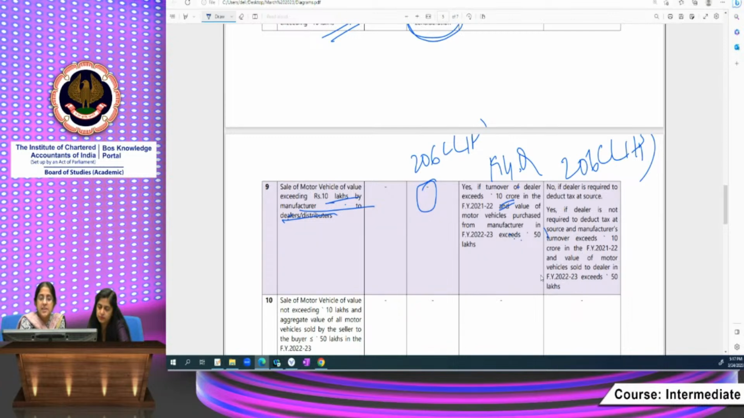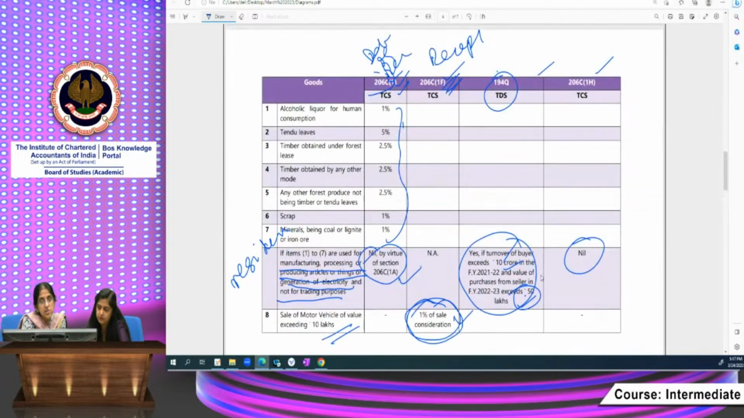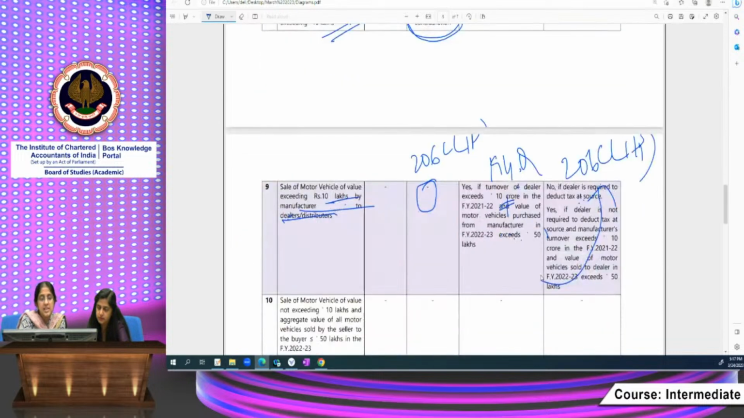If this is not attracted, only then you go to 206C1H in this case. In the earlier case, even if this is not attracted, you won't go to this, because it's clarified in the CBDT circular that 206C1H will not be attracted, as in a case of 206C1A, where I told you this also will not be attracted. But in all other cases, if it's not attracted under 194Q, we have to see the applicability under 206C1H.